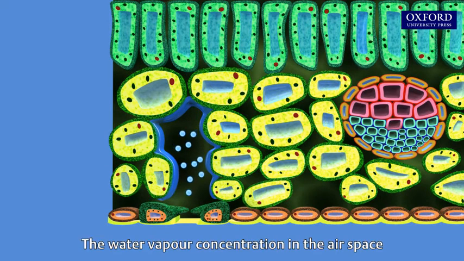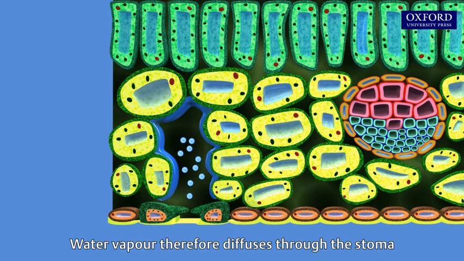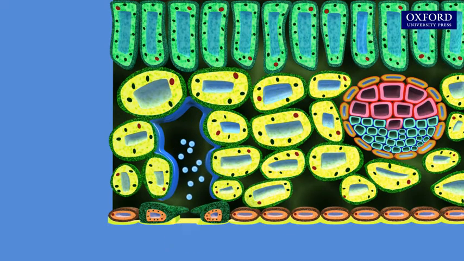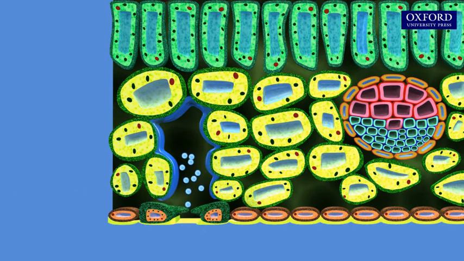The water vapor concentration in the airspace is now higher than that in the atmosphere outside the leaf. Water vapor therefore diffuses through the stoma into the atmosphere. This is how transpiration takes place.